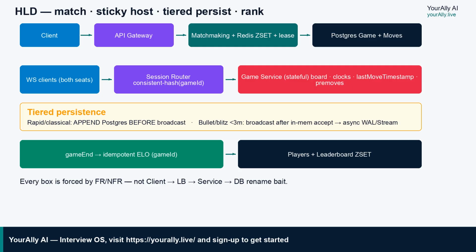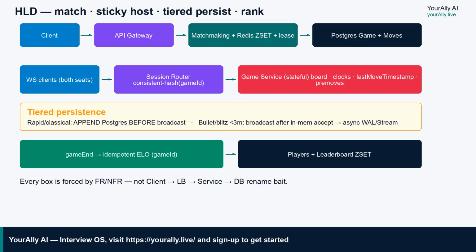On each move, the service validates legality and turn, updates a Zobrist hash, flips clocks, and stamps the last move timestamp. Then, tiered persistence: for rapid and classical, append the move to Postgres before you broadcast. If you act first and crash, recovery returns a board missing a move both players already saw. Exactly the corruption we refuse.